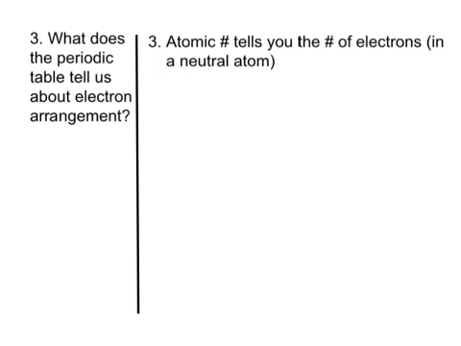The first and easiest thing that the periodic table tells us is the number of electrons for an atom. So the atomic number, remember that top number on the periodic table, is going to tell you the number of electrons in a neutral atom, because remember, the number of protons and the number of electrons need to be equal if the atom is neutral. So that's the first thing that the periodic table can tell us about how electrons are arranged in the atom.